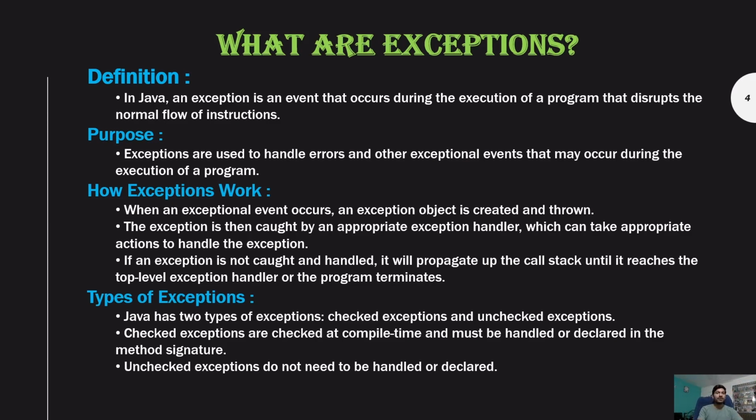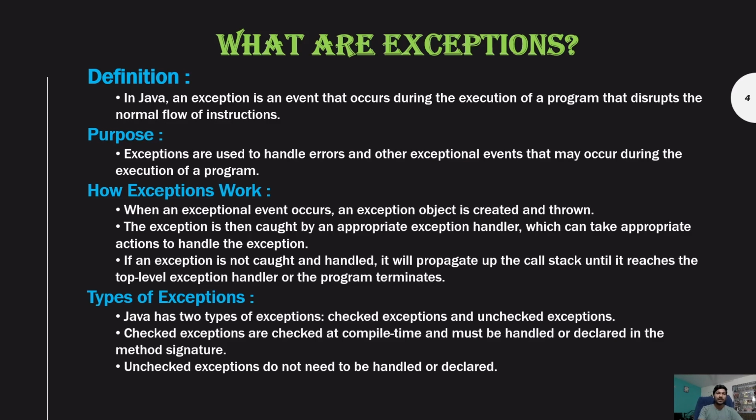How exceptions work. When an exceptional event occurs, an exception object is created and thrown. The exception is then caught by an appropriate exception handler, which can take appropriate actions to handle the exception. If an exception is not caught and handled, it will propagate up the call stack until it reaches the top-level exception handler or the program terminates.